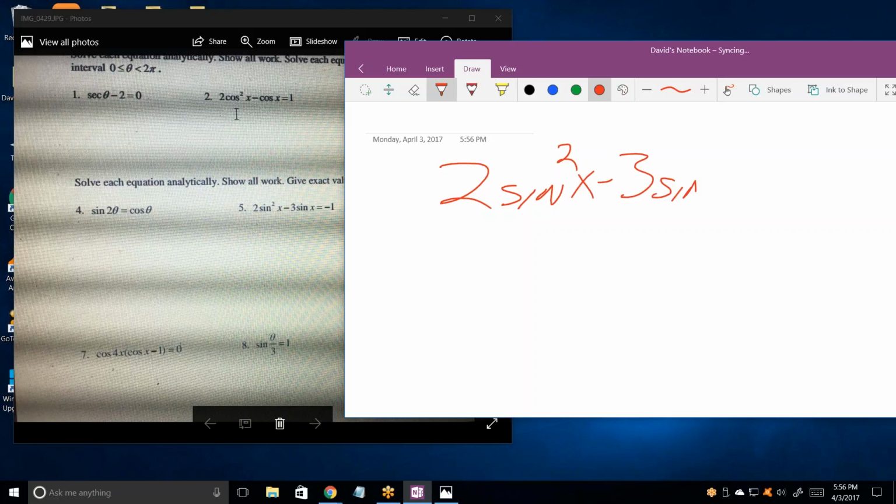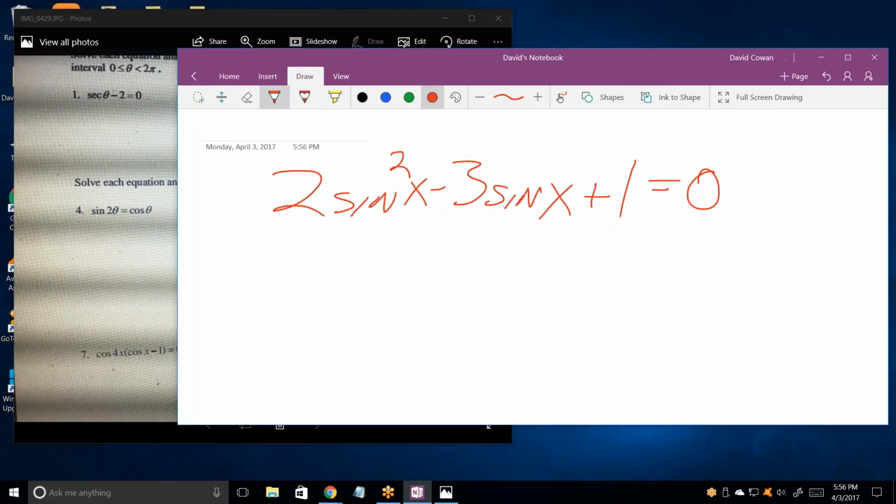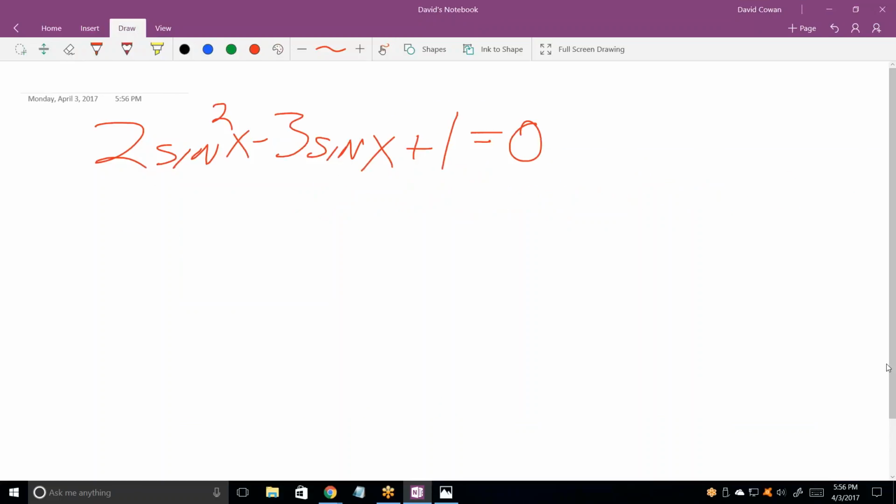Again, we're looking at something that looks like a quadratic, right? So we would add the 1. In other words, solve it just like you would solve a quadratic, a polynomial, an algebra expression. So that's my first step. Now factor it.